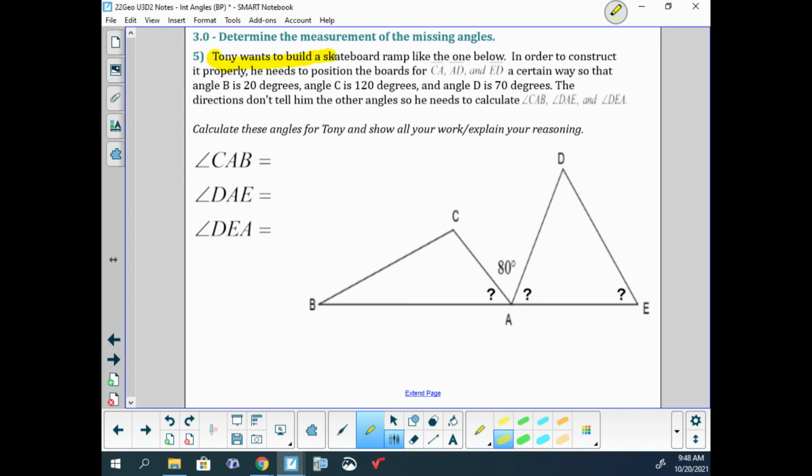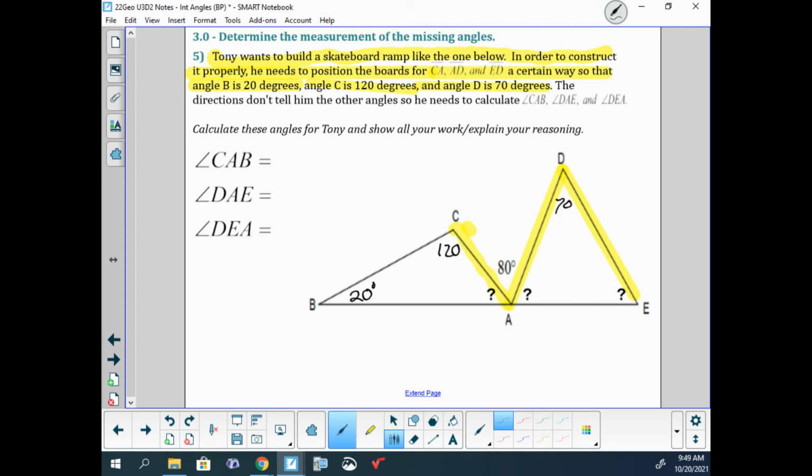Tony wants to build a skateboard ramp, like the one below. In order to construct it properly, he needs to position the boards for CA, AD, and ED in a certain way so that angle B is 20 degrees. Go ahead and mark 20 degrees in your picture. Angle C is 120. And angle D is 70.